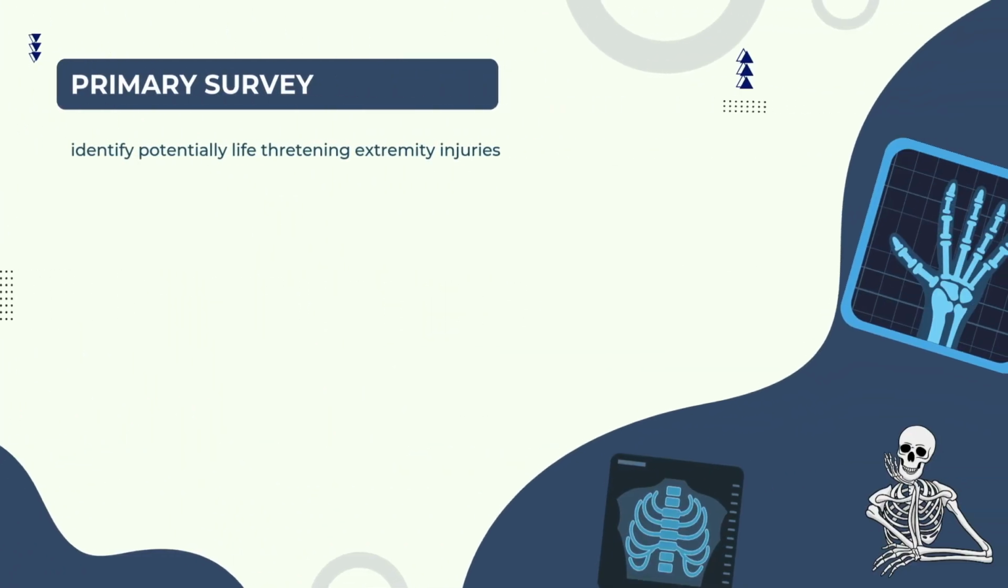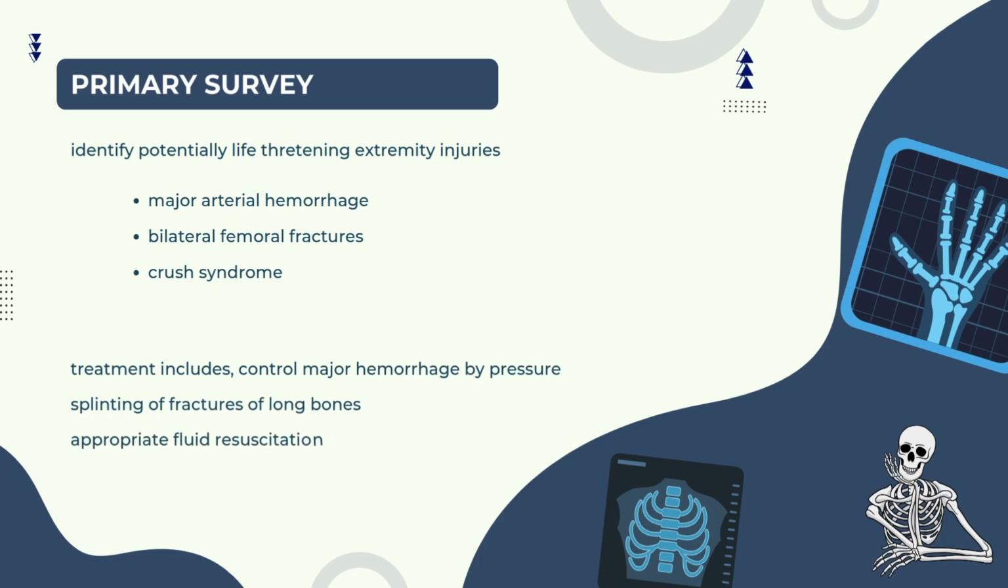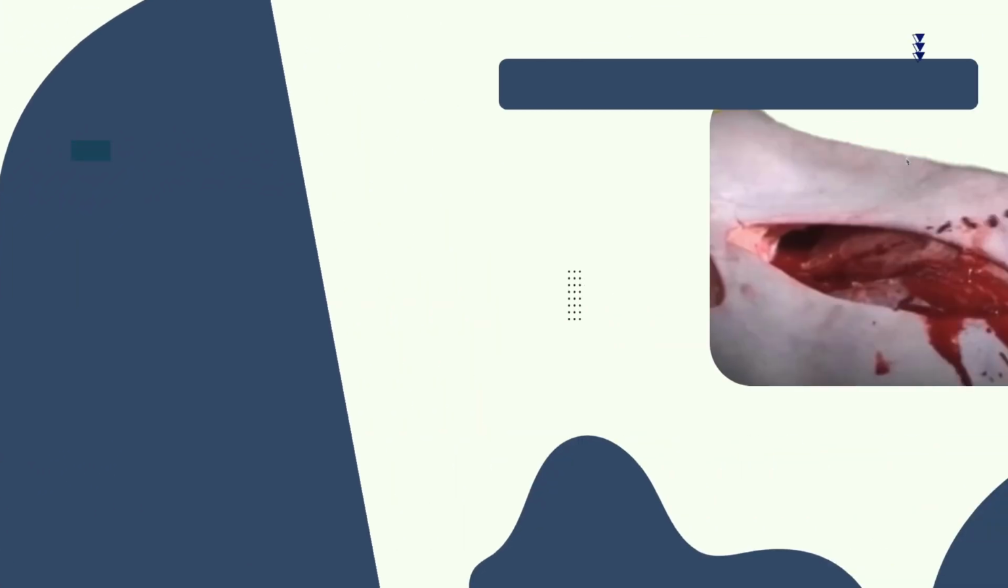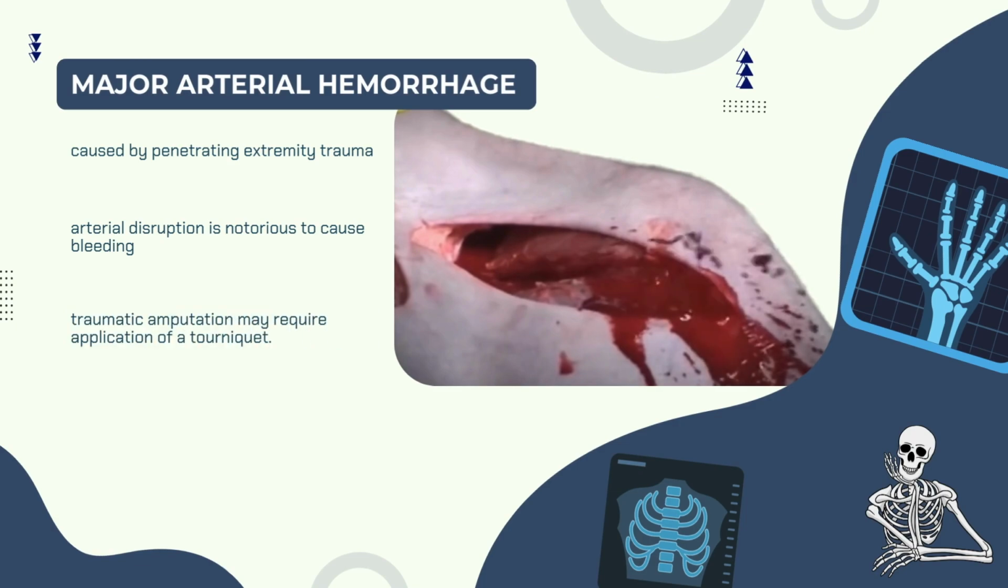The whole point of the primary survey in trauma with musculoskeletal injury is to identify the potentially life-threatening extremity injuries. If any major arterial hemorrhage, bilateral femoral fractures or crush syndrome is present, we have to identify them. Treatment includes control of major hemorrhage by pressure, splinting of the fractures of the long bones, and appropriate fluid resuscitation. Major arterial hemorrhage can be caused by penetrating extremity trauma.